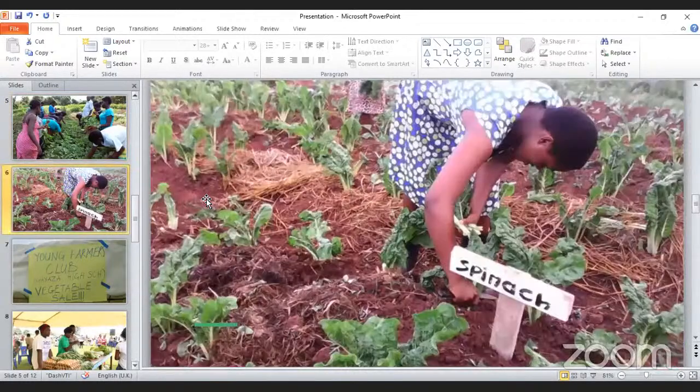So this is a picture of a student taken while harvesting her spinach. Of course, there are those vegetables that are easy to grow and they're very nutritious. And for me, the leafy vegetables would always bring out one of the best projects being established. And so this, you can see how beautiful this was. There's a lot of learning.